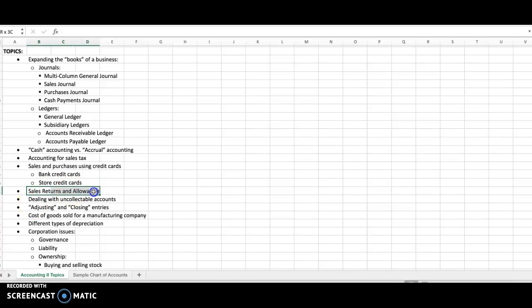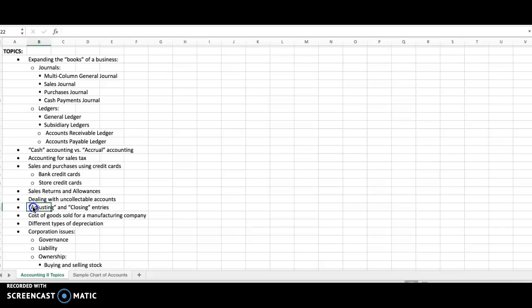Sales, returns, and allowances. Sometimes the customer buys something and then returns it. And we'll be talking about this unfortunate part of selling anything, and that is some accounts become uncollectible. A customer may charge it and then not pay the bill. And how does the accountant handle that? How does he or she deal with that? We'll be talking about that aspect of accounting as well.